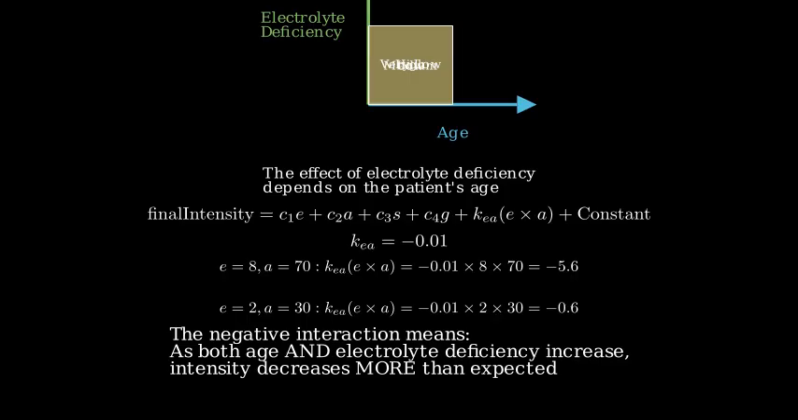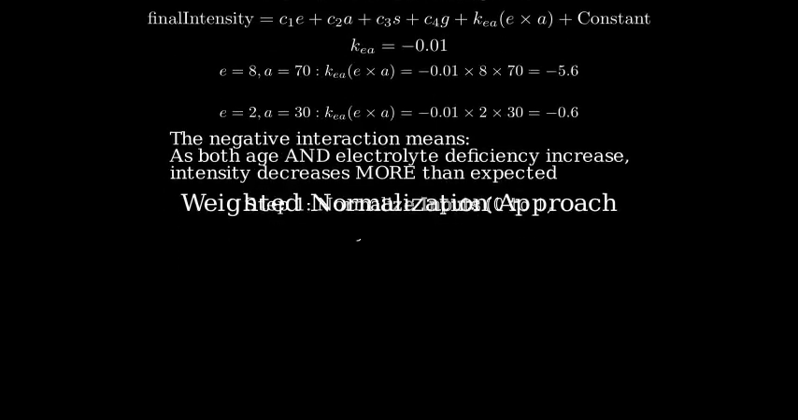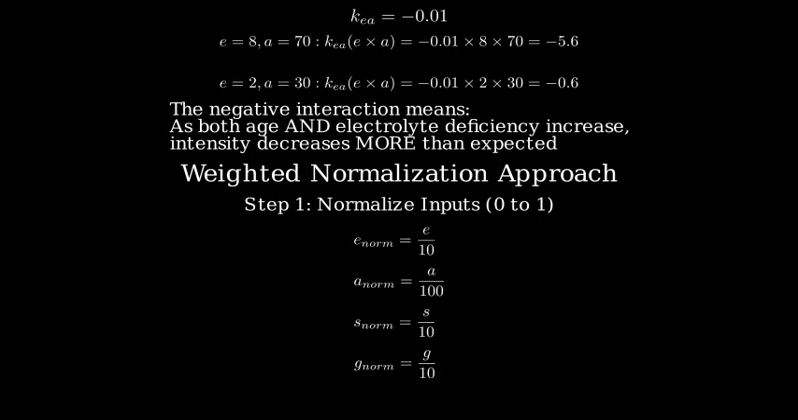Finally, let's explore a weighted normalization approach, which makes the contribution of each factor more transparent and allows for easier tuning of the model. First, we normalize all inputs to a common scale, typically 0 to 1. Electrolyte deficiency from 0 to 10 becomes E norm equals E divided by 10. Age from 0 to 100 becomes A norm equals A divided by 100. Solar radiation index from 0 to 10 becomes S norm equals S divided by 10. Grounding frequency from 0 to 10 becomes G norm equals G divided by 10.